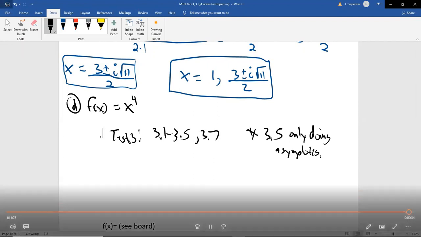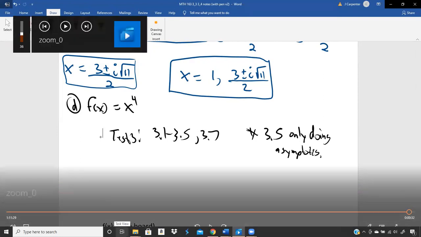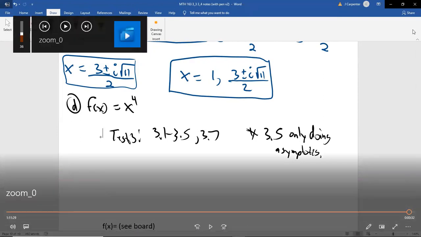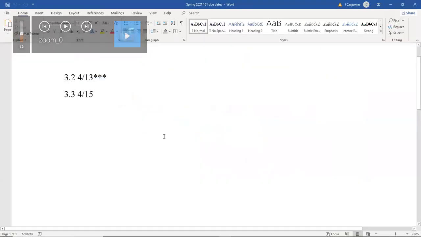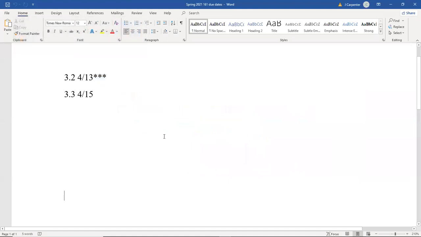All right. So we're going to talk about the test date next time. But for now, 3.2 and 3.3 dates you can see on the board. We'll officially assign 3.4 next time, which means it'll be due a week after that. But we still had that one more example to do, so I didn't want to rush that too much.